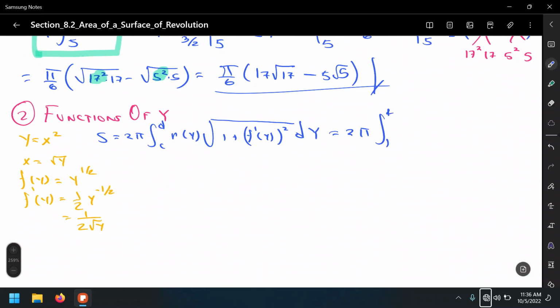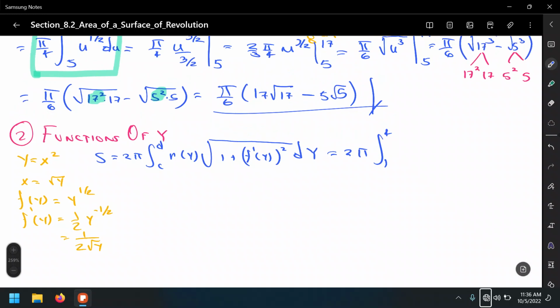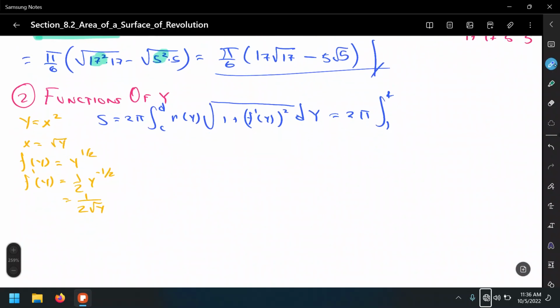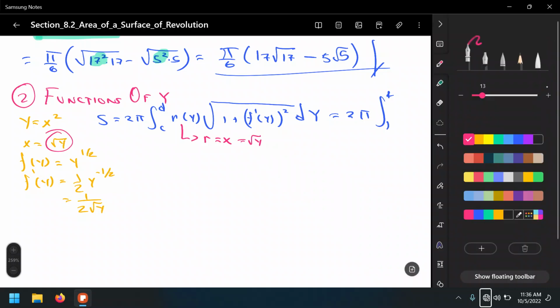And well, what about r of y? Well, notice in this case, this horizontal distance of x, that distance from the axis of revolution to any point on the graph, it's a horizontal distance, which is x. Well, in this case, this r of y equals x, but our integral is in terms of y. That means we need to replace x with its corresponding function of y, which is this guy right here. Alright, so we're gonna go about the integral now.